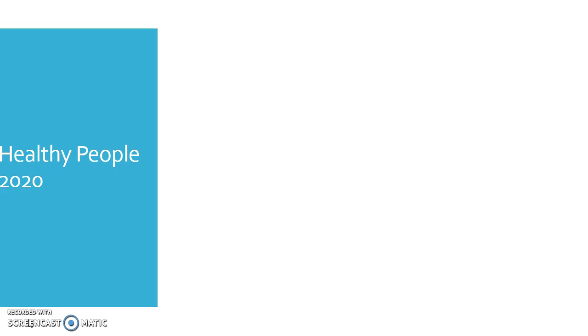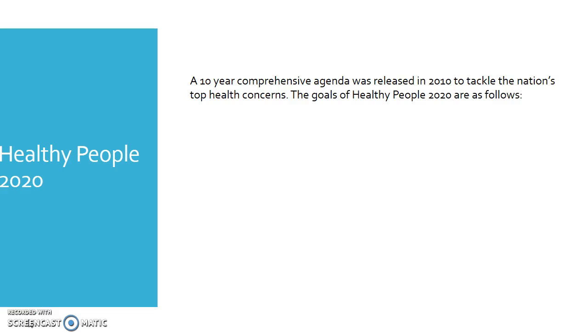For those of you who don't know, Healthy People 2020 is a government program developed through the United States Office of Disease Prevention and Health Promotion. Healthy People releases health objectives and plans every 10 years. The latest agenda, Healthy People 2020, was released in 2010.